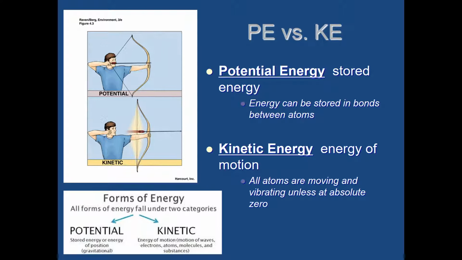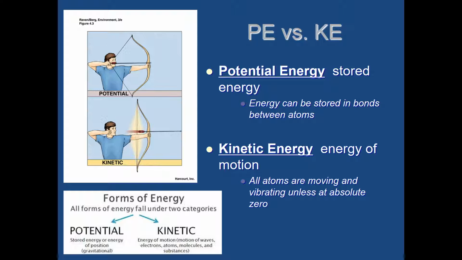If you've never had a physics class, I think 8th grade science should have talked about this: we have potential energy and kinetic energy. Potential energy is stored energy. This could be stored in the bonds between atoms. And we have kinetic energy, which is the energy of motion. All atoms are moving and vibrating unless at absolute zero, and you can never reach absolute zero. So kinetic energy, in reference to chemistry, includes the actual motion of the atoms moving, and also how much they're vibrating. So in a solid, the atoms don't tend to move around, but they still vibrate back and forth.